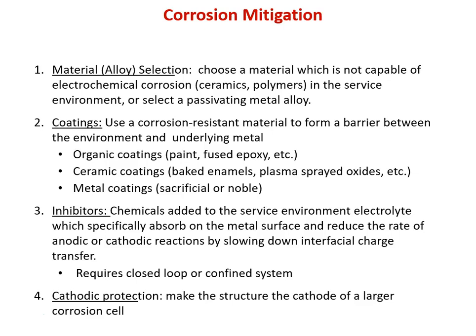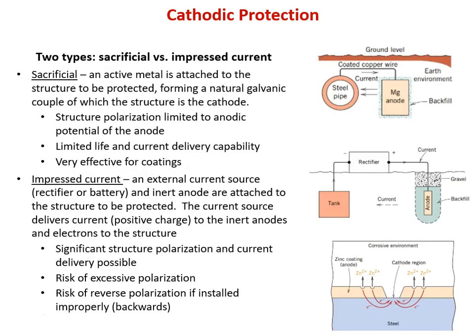And in all cases, what it involves is making the thing we're trying to protect, the structure, the cathode of a larger cell. And there are lots and lots of ways of doing that. And so we just have one slide which shows it really quickly. There's two main types of making something a cathode.